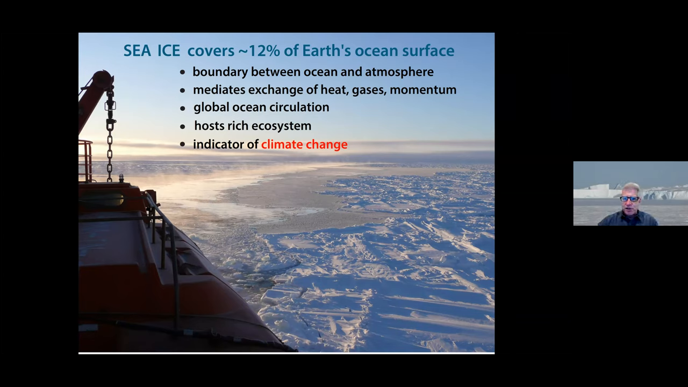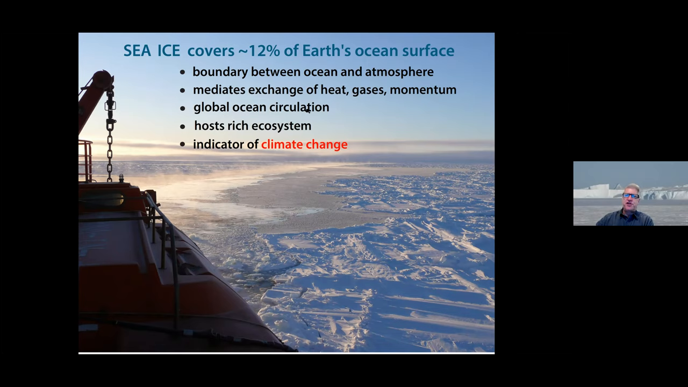Here, this is the ship that you'll see in the video. This is the Aurora Australis, the main Australian research icebreaker. And this is a lead or opening in the ice being created by the ship's track. And you see heat rising up, being transferred from the warmer ocean below to the colder atmosphere.